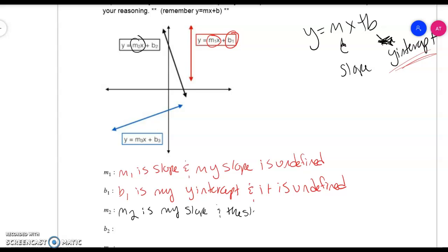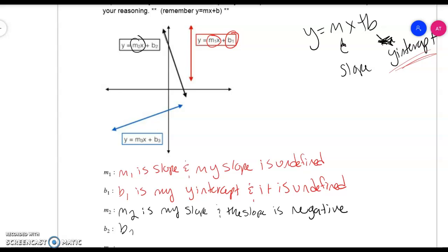And the slope is, what kind of line is this? Positive, negative, undefined, or 0? Well, it's going down from left to right. It's right here. So you can say my slope is negative.